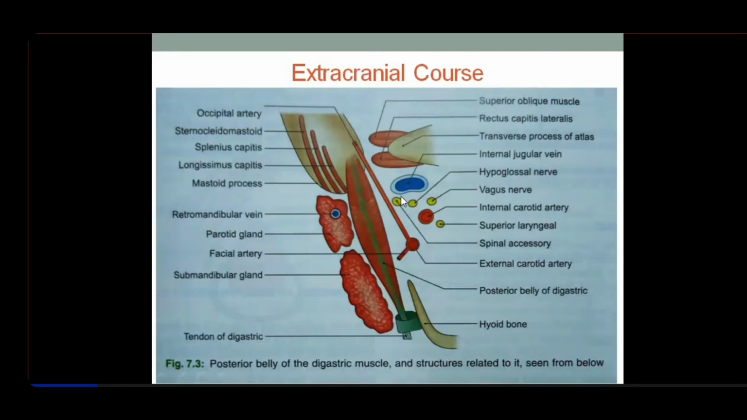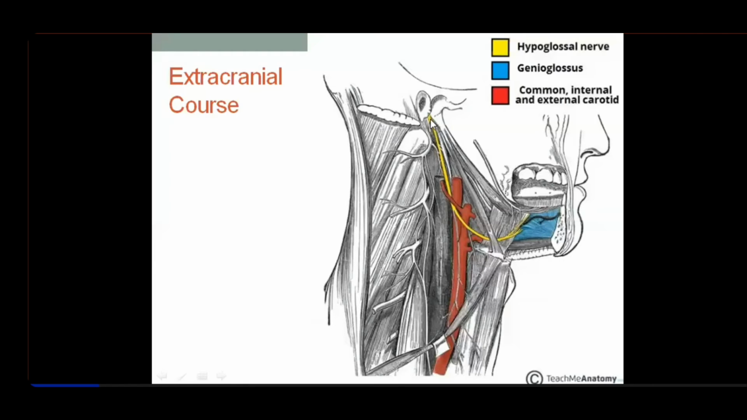So further, it is winding like this, looping down below the posterior digastric and crossing this lingual artery later on and will reach into the submandibular region. So you can see a better view here. Here the color coding is: yellow is this hypoglossal nerve we are talking about, and this is genioglossus, the blue color, and the red one is the common and external carotid arteries, internal and external. Okay, look, this course, as I told you, has a looped course, right?